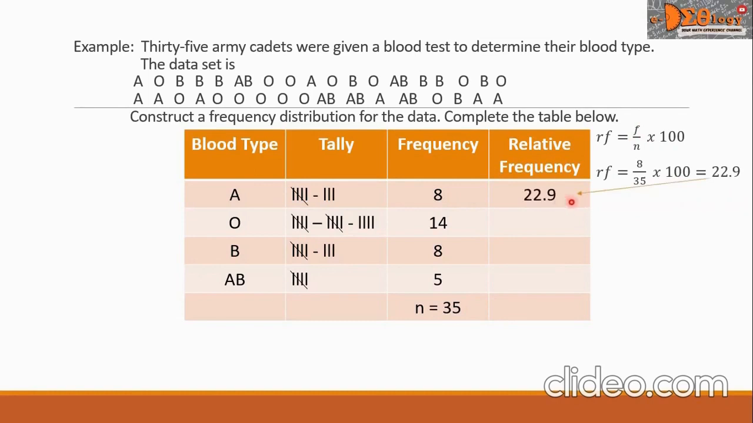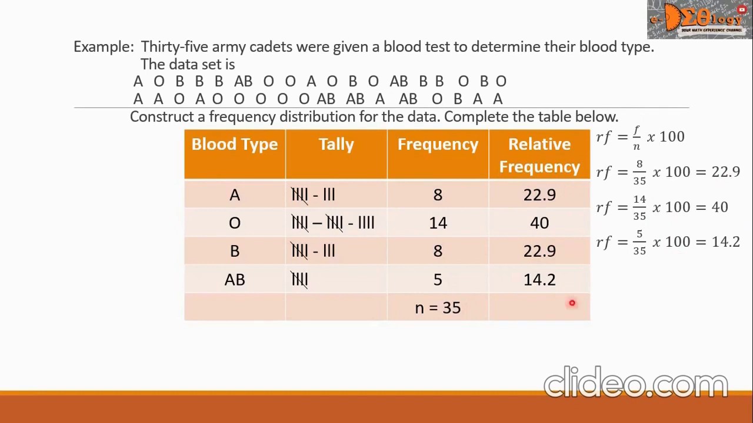So there we go. And then we will use this same formula to compute for our remaining relative frequency. So we have this number 40. It comes from 14 divided by 35 times 100. This 22.9 here is the same with our relative frequency of the blood type A because they have the same frequency. So we use the same computation. Now, the 14.2 comes when we have this 5 divided by 35 times 100.